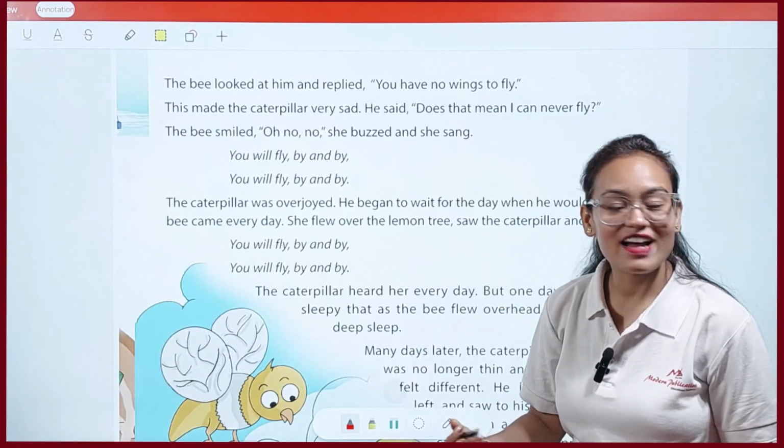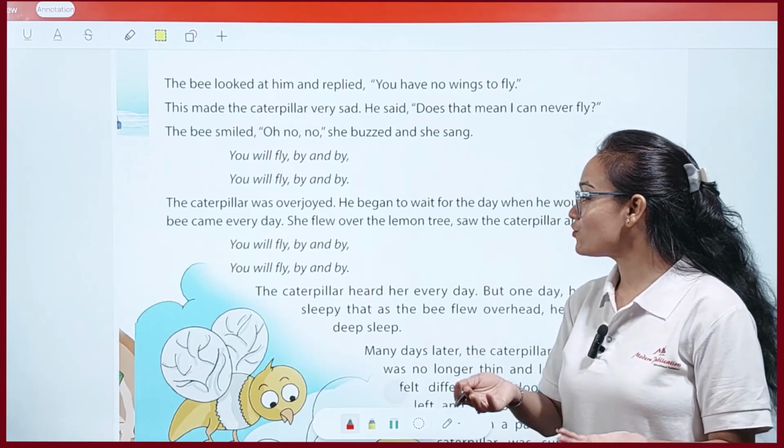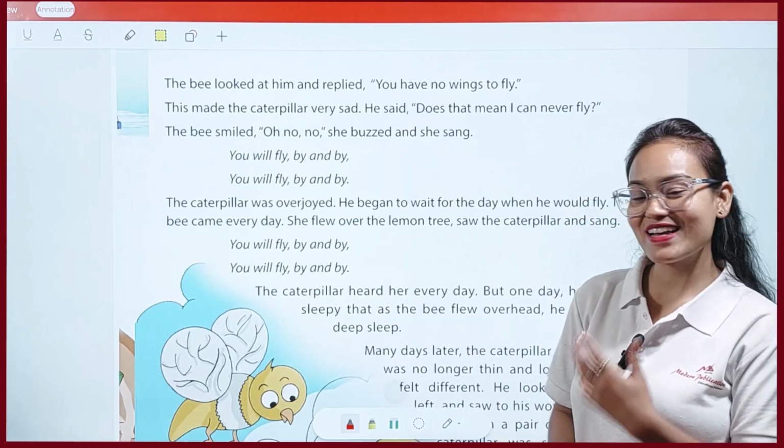"You will fly by and by. You will fly by and by."